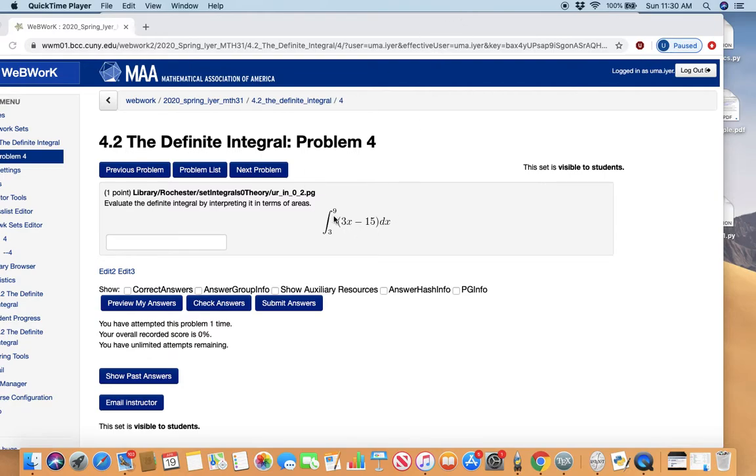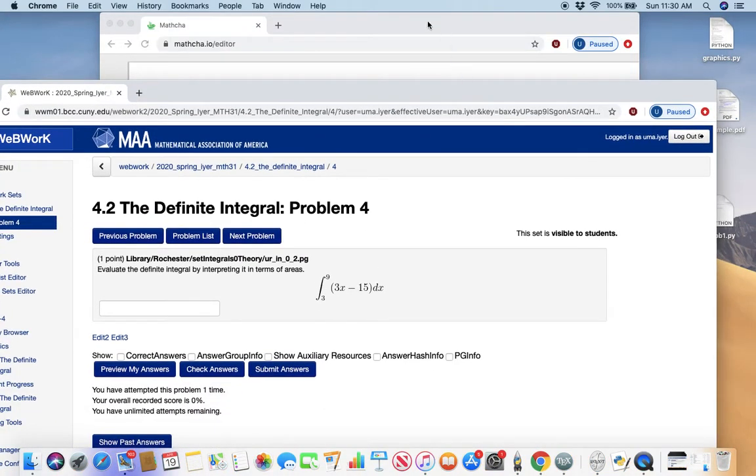All right. So notice they're asking us to use areas. Then we have to answer interpreting it in areas. Very soon you will see how to find these integrals without resorting to geometry. But if the question specifically asks you to use geometry, then you must use geometry, okay? In terms of areas means you have to use geometry.